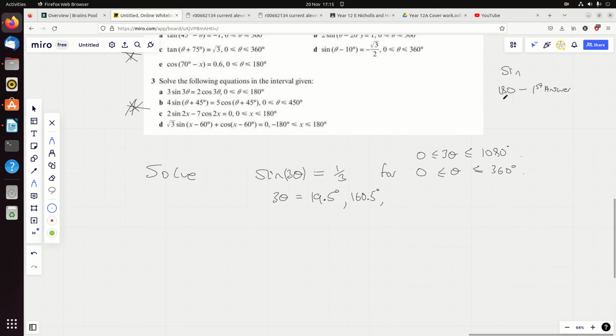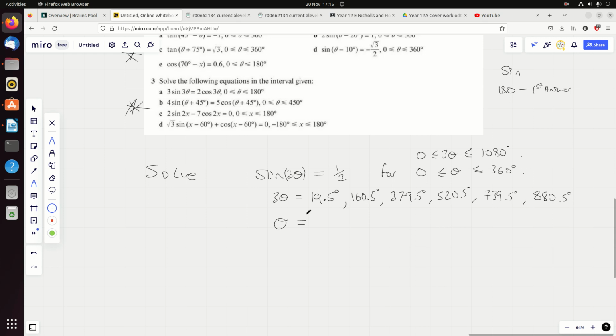So keep going. You've done your 180 minus first answer, but you can always add 360 to these, and that's going to give you 379.5. 360 plus 160.5 is 520.5. Now add 360 again to these. 360 plus 379.5, and I'll admit I'm cheating with my calculator here, is 739.5, and then lastly plus 360 onto the 520.5, and we get 880.5. Then at the end, divide by 3.